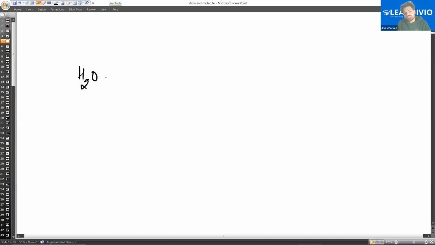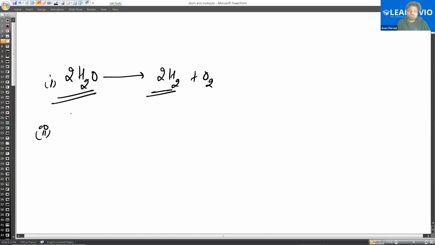So H2O, that is what we call it. Understood? Next one is, this we call the law, that every compound is going to have its elements in a fixed ratio, or their combining ratio will be the same.